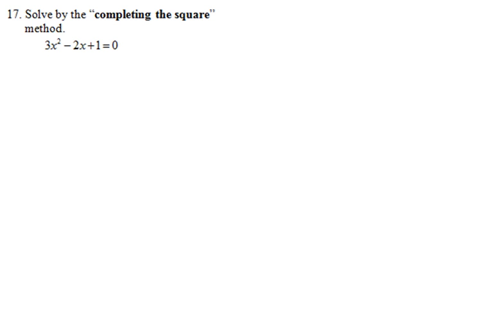Okay, for number 17, we're going to solve by completing the square. And to do that, we want to first move the constant over. So that's going to be 3x squared minus 2x equals negative 1.